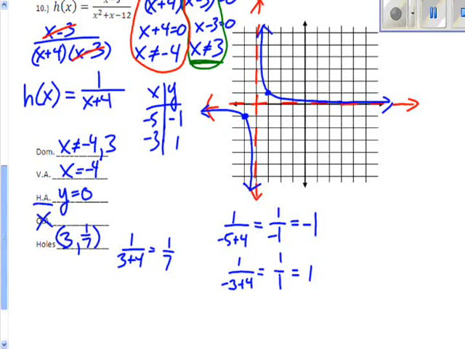See, it's getting closer and closer to that line as it goes to infinity. And now the hole in the graph is the last thing I have to do. It's supposed to be at 3. Well, let's see, the x value 3, that's right here. So this is where my hole in the graph goes.